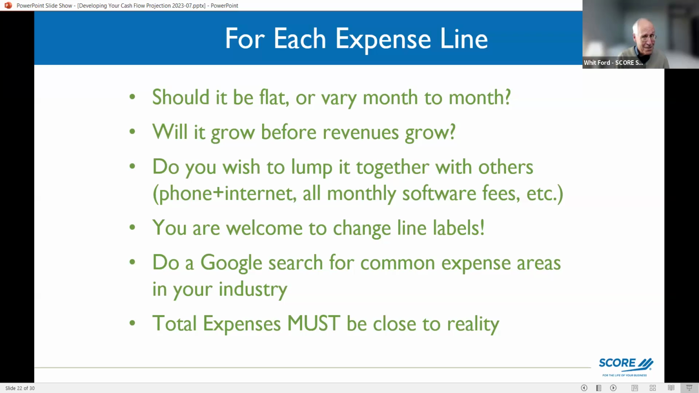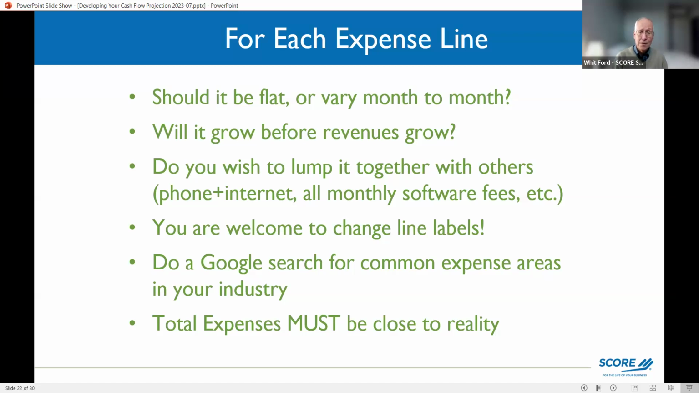Once again, you're welcome to change the labels on the expenses and try doing a Google search for common expense areas in your industry and see if Google will tell you an estimated percentage of total that you could use if you're new to your business. However, look at your bottom line, and your total expenses have to be close to reality.